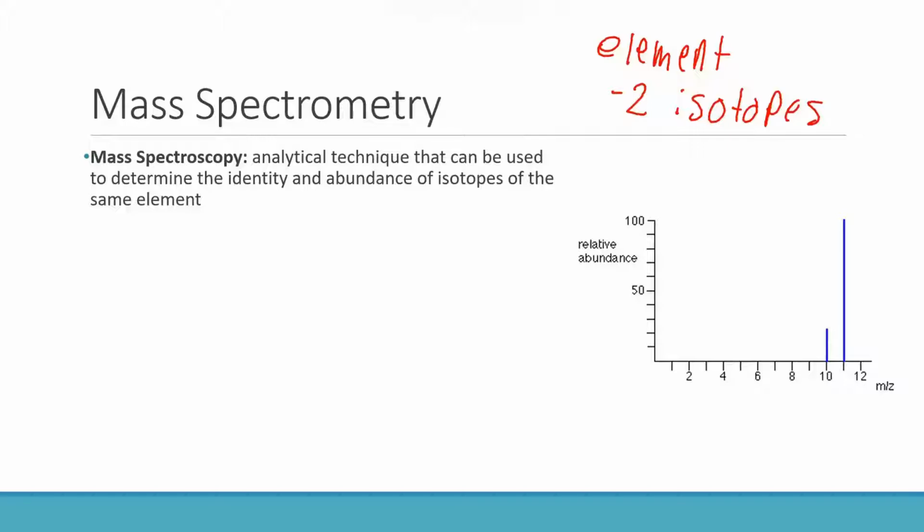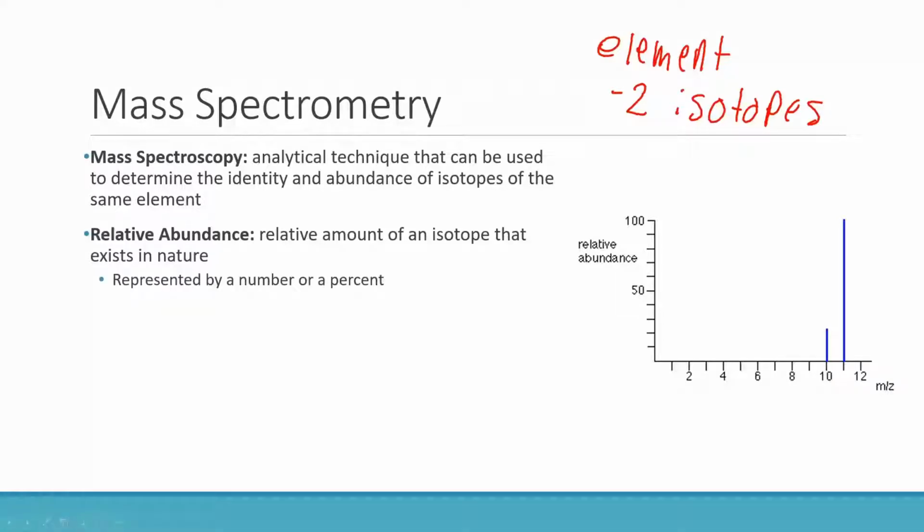Now then, first of all, let's read the y-axis. For the y-axis, you can see that it is labeled as relative abundance, and we already spoke about this word. It just means the amount of an isotope that exists in nature. So obviously, the higher the peak goes in terms of the y-axis, the more abundant said isotope will be. Now, this number is either going to be represented as a number or a percentage.